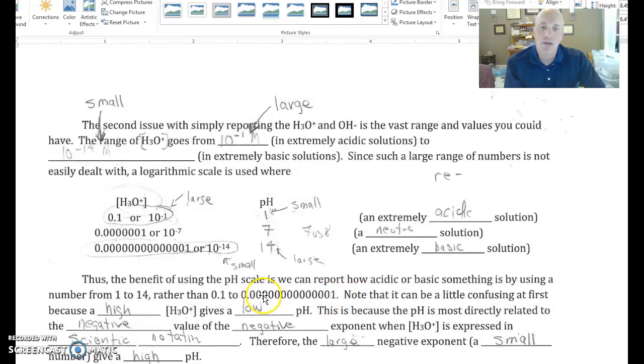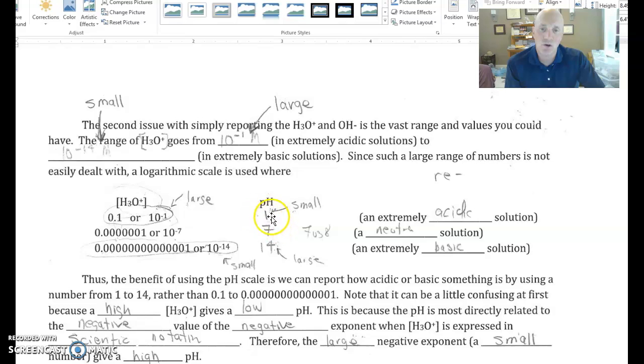All right. But there is one thing that takes a little getting used to, and that is when you're talking about a high H3O plus concentration. So take a look at these numbers right here. Which number is higher? This is the larger number. 0.1 is much larger than this number right here. So this is a high amount of H3O plus. But look what it means in terms of its pH.